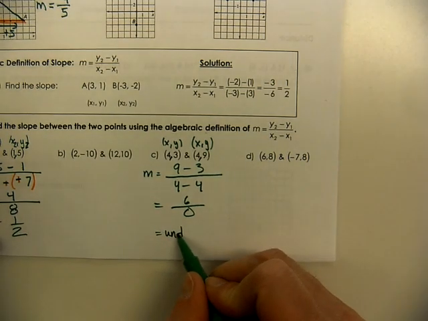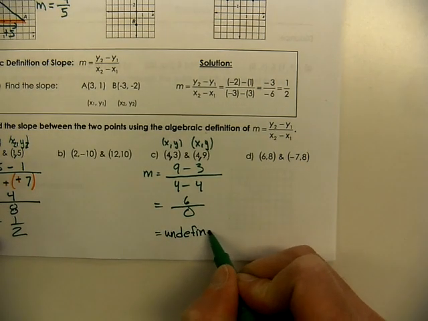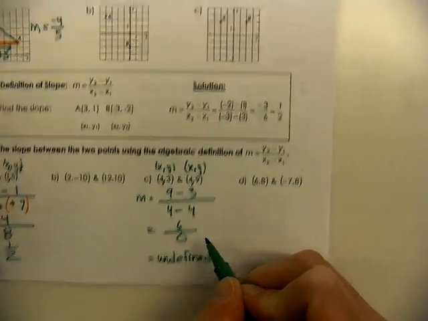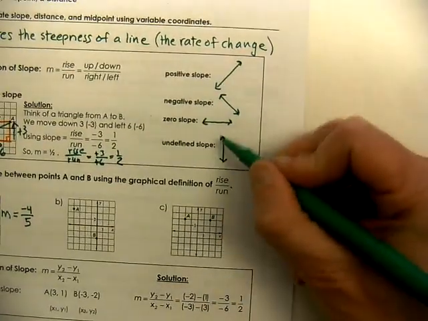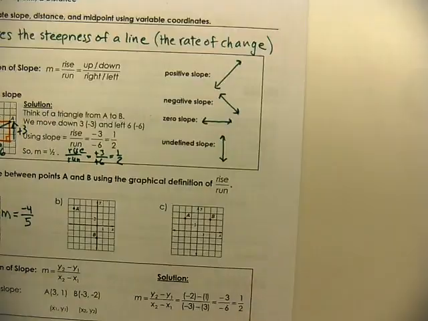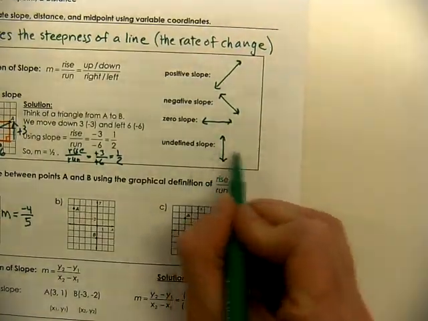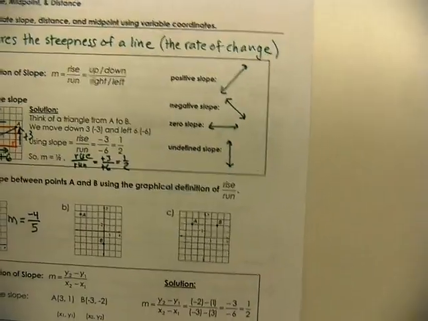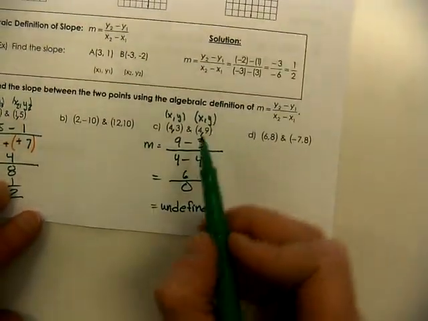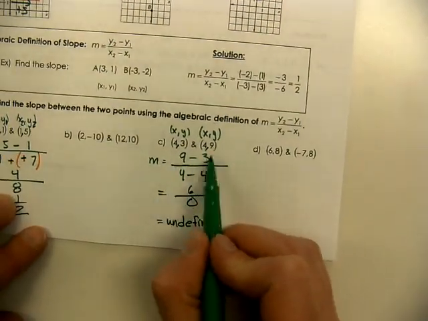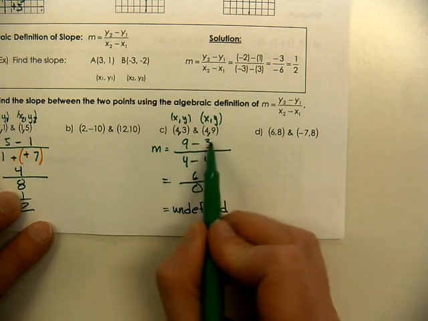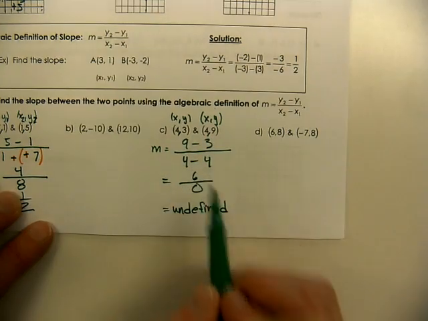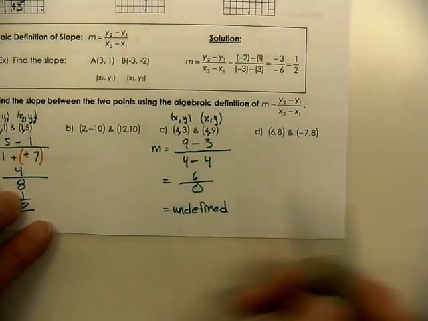This is the undefined slope, which sounds strange, but remember we said undefined slope is a vertical line. So that means you have lots of vertical change and you have no horizontal change on its graph. That's what you're seeing here. You have a vertical change as you're subtracting those y coordinates, but you have no horizontal change.